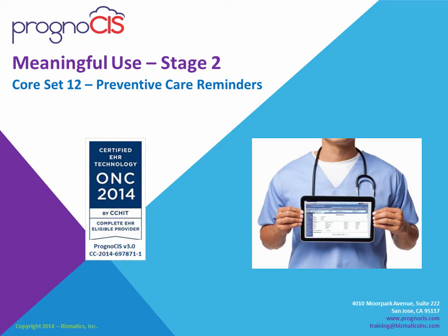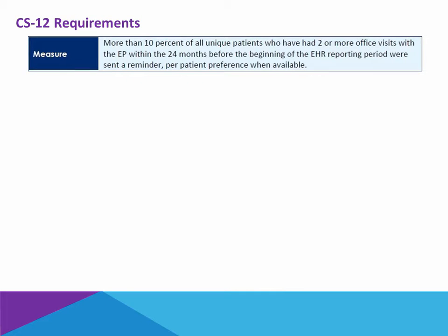Meaningful Use Stage 2, Core Set 12, Preventive Care Reminders. The requirement of Core Set 12 is to measure that more than 10% of all unique patients who have had 2 or more office visits with the eligible provider within the previous 24 months before the reporting period began are sent a reminder per patient preference, a reminder of upcoming health services that are due but not yet scheduled.